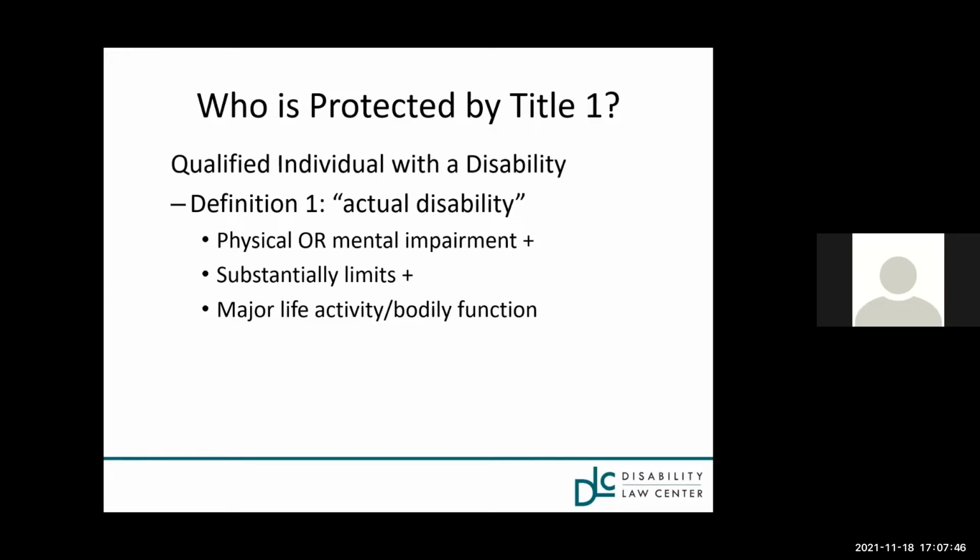There are a few different definitions that are used by the ADA. The first definition is what we call the definition of actual disability. This definition is someone who has a physical or mental impairment which substantially limits a major life activity or bodily function.